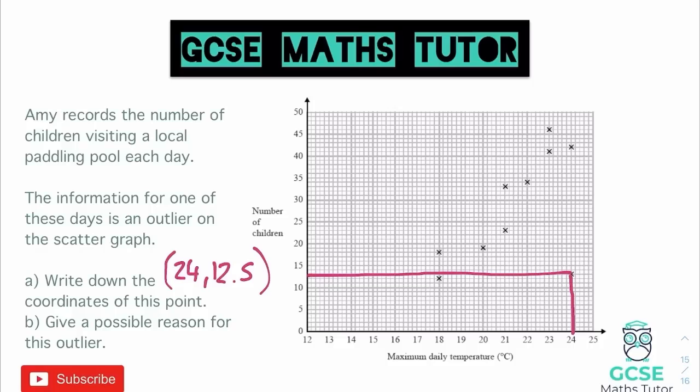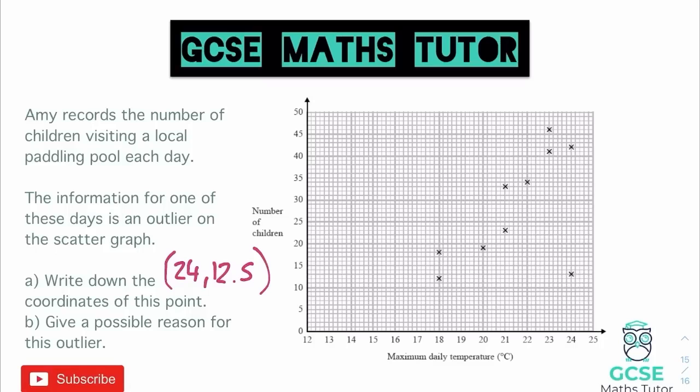So the other thing that we could be asked is to give a possible reason for this outlier. And when we're asked about this, we're trying to think about something logical. We're trying to think about something in real life. So we're not trying to come up with anything silly for this. So it says here, what's a possible reason? Well, let's have a look at the information.